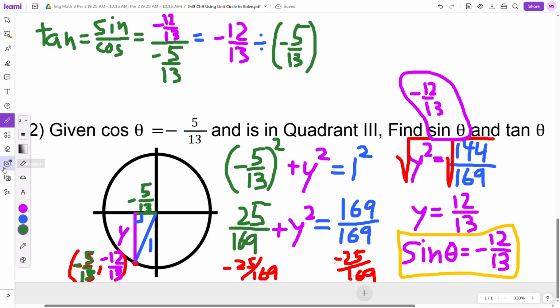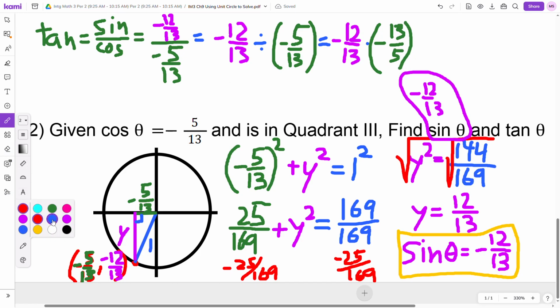Okay, and now we do KFC. KFC, of course, means keep, change, flip. And as you know, I'm dyslexic, so it works. Minus 12 over 13. So we keep the first fraction, we change the sign to multiplication, and we flip the other one. So this becomes minus 13 over 5.